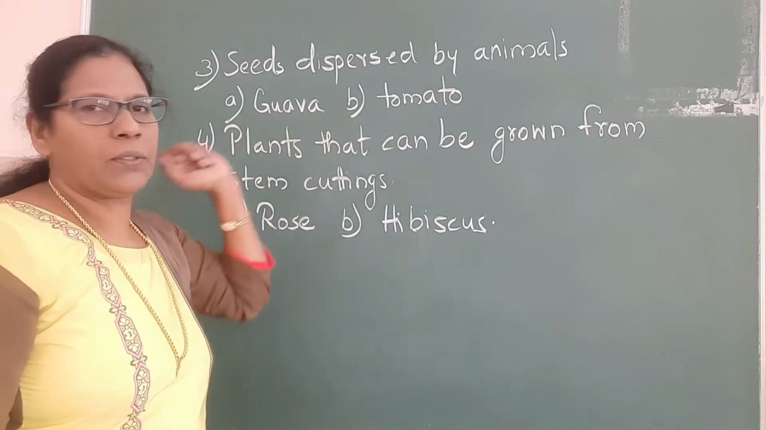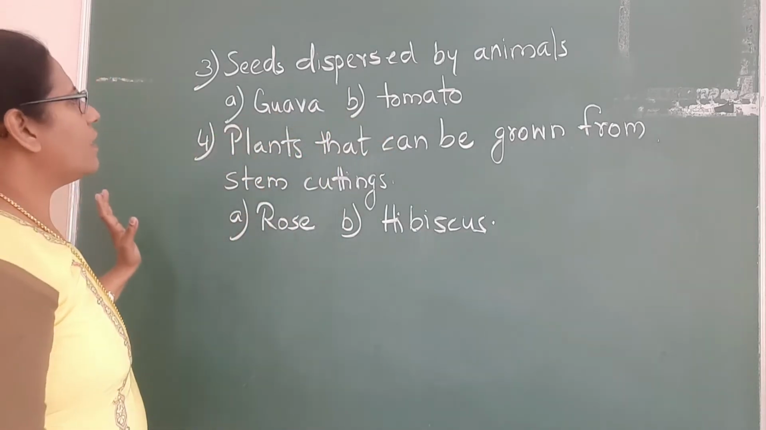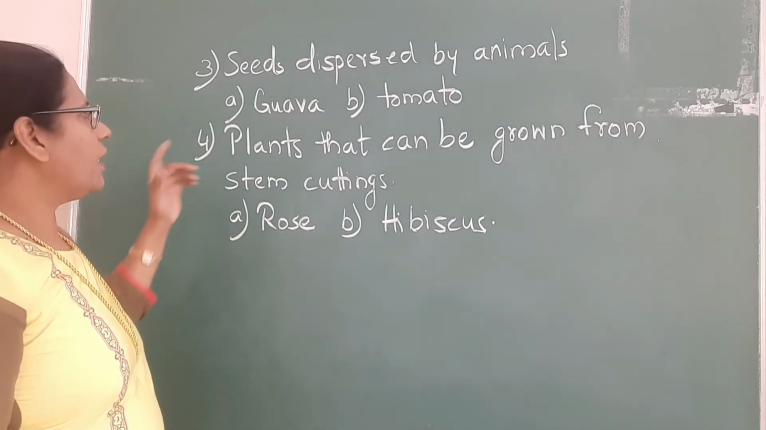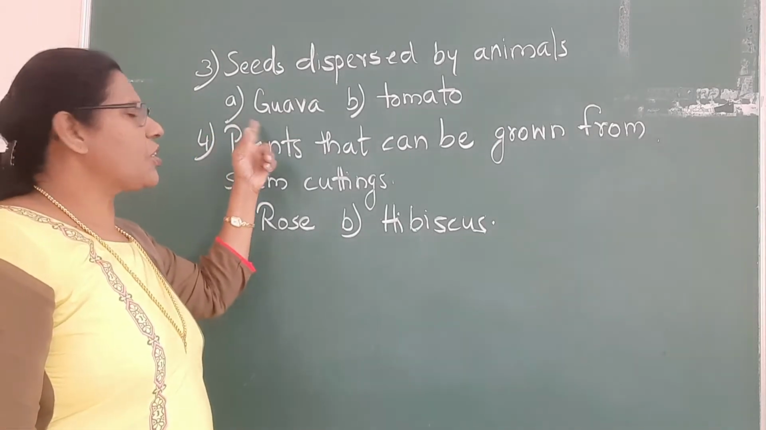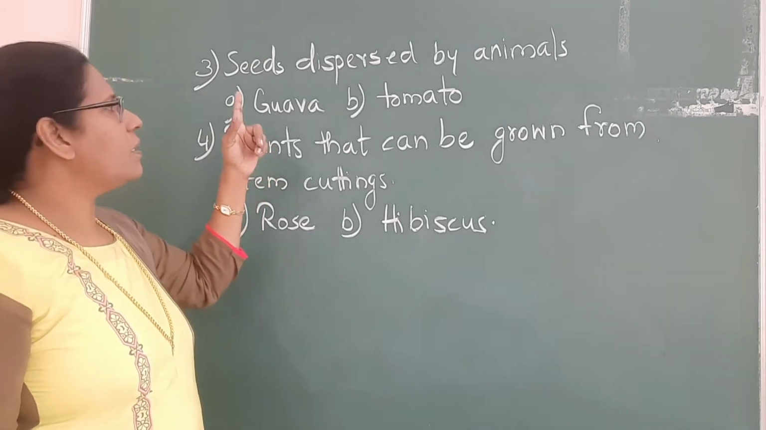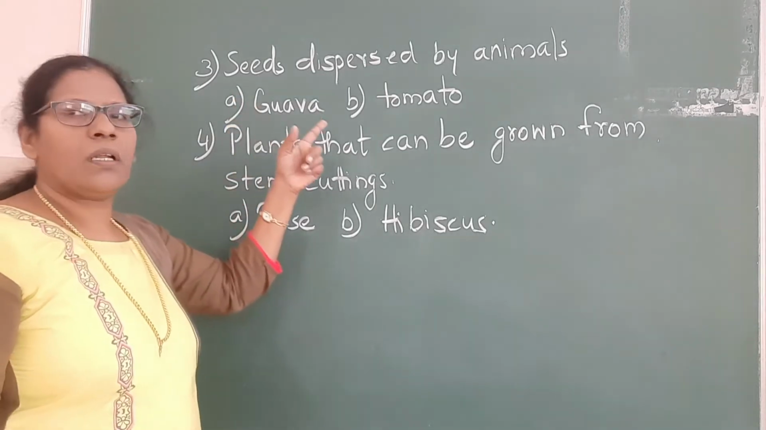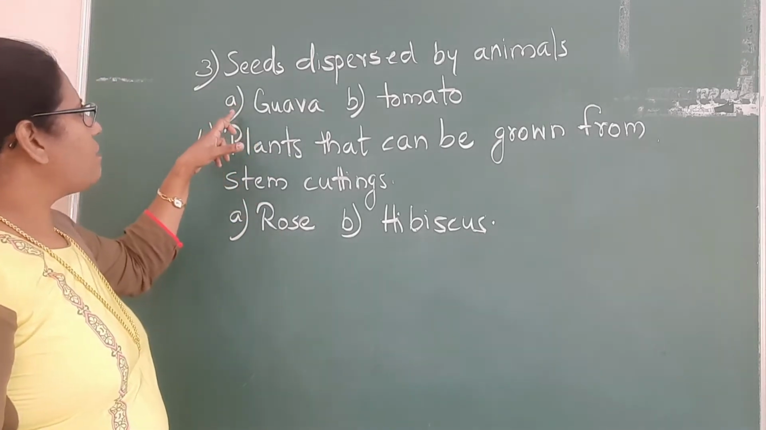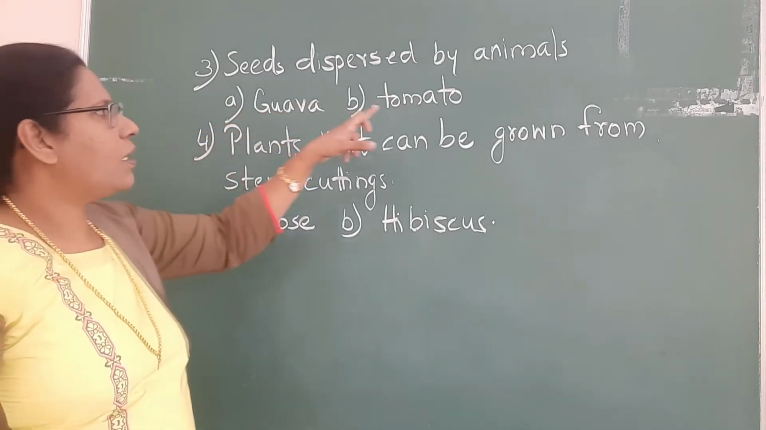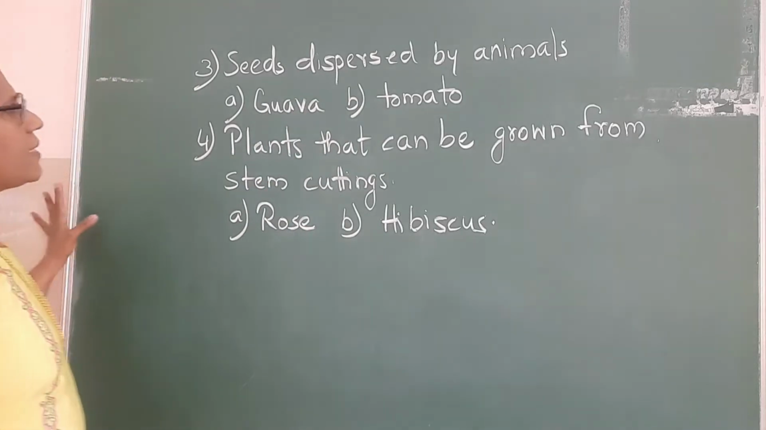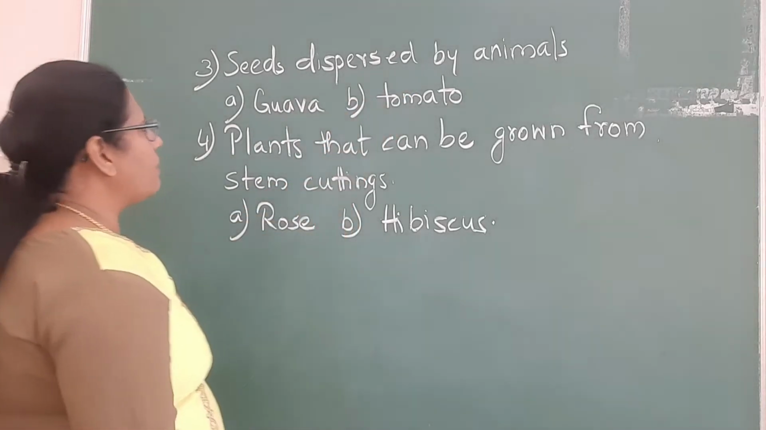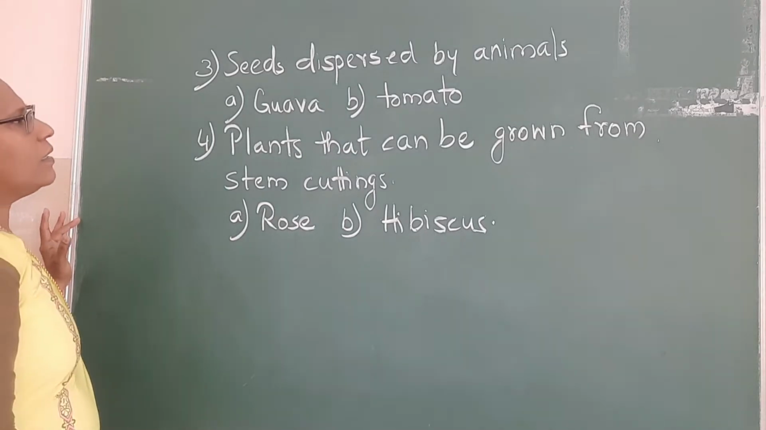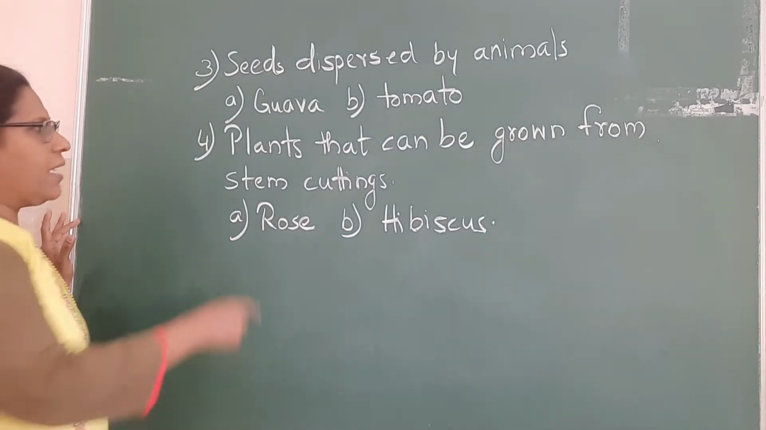Guava and tomato. Animals cannot digest these seeds. Through their dung, the seeds will come out of their stomach. So examples: guava, tomato. These seeds are dispersed by animals.